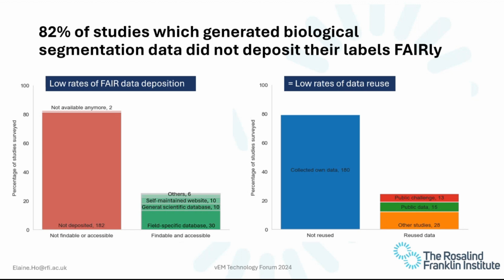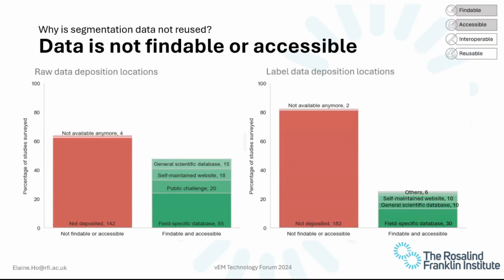So in the next few slides, we're going to look into a few reasons why this might be the case, based on the literature review that we were looking at. The first reason why segmentation data might not be reused is because we can't find it or access it in the first place. These two plots show the deposition locations of raw data that comes off the microscope and label data that was generated in the volume EM field.